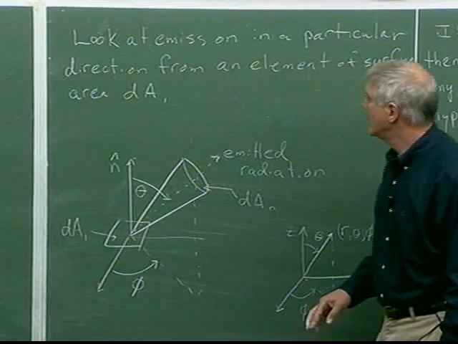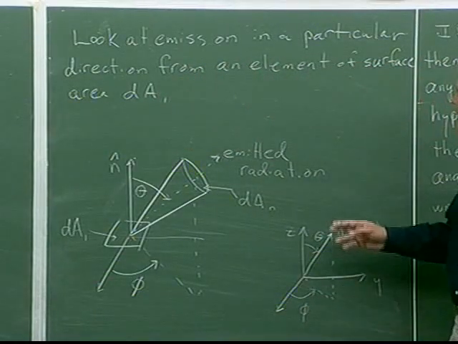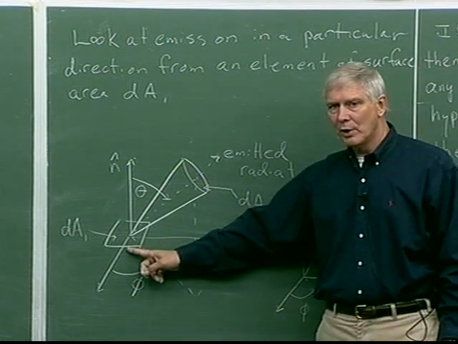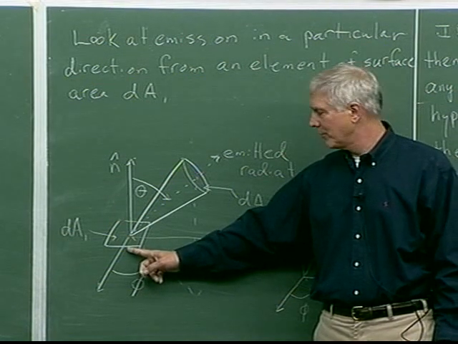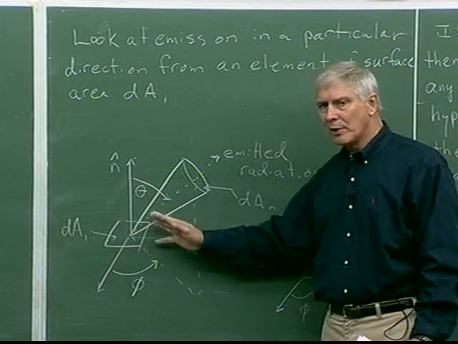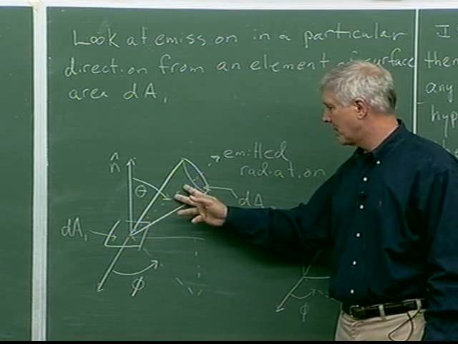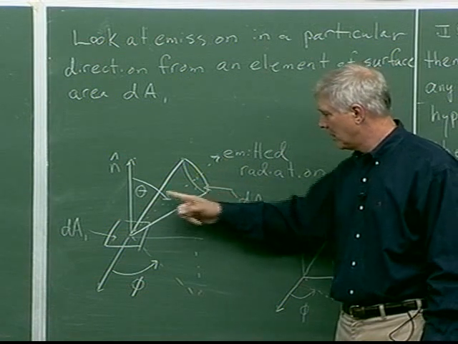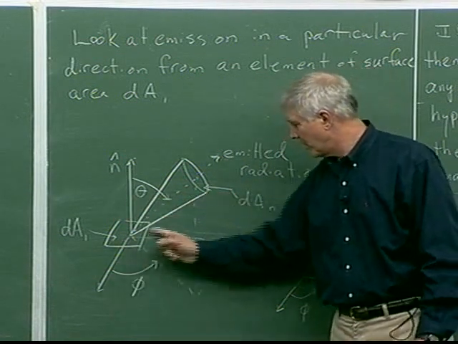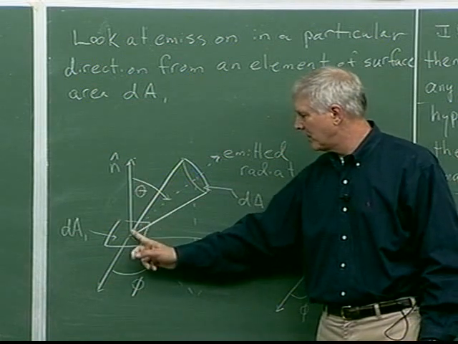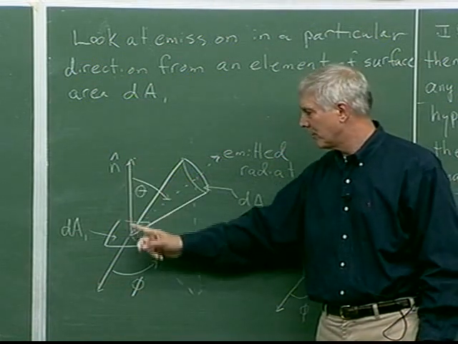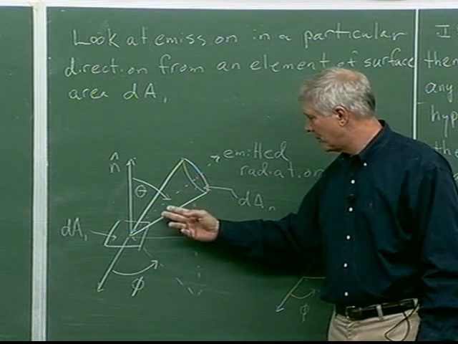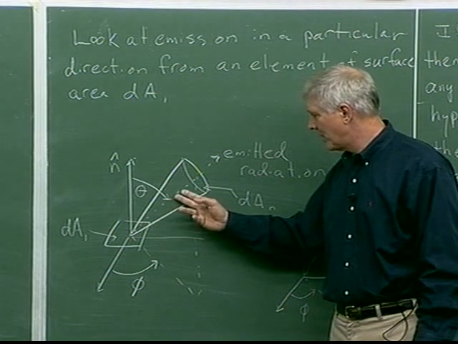Now we want to look at emission in a particular direction from an element of surface area dA1. I've drawn the surface element dA1 over here, from which we have emission. It can be going in all directions, but I'm just showing it coming out through one solid angle. So we have our emitted radiation. Here's our dAn. Then I've drawn an x, y, z axis, and on the z axis, I've drawn a unit normal vector from the surface. And so we can define the radiation by this.